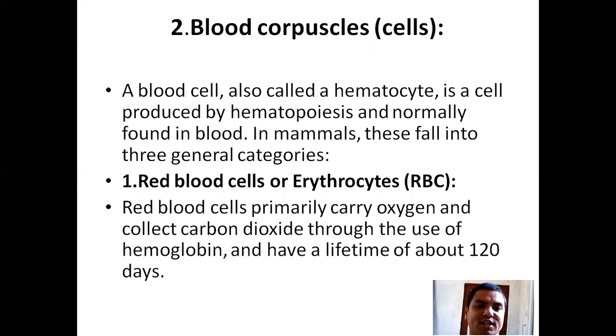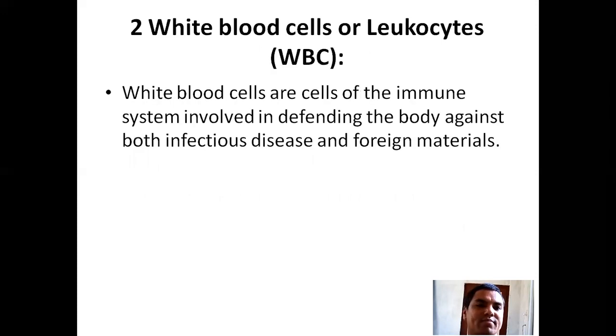Blood cells. Blood cells are called hematocytes. A hematocyte is a cell produced by hematopoiesis and normally found in blood. It is categorized into 3 groups: RBC, WBC, and platelets. RBC are erythrocytes, or red blood corpuscles. They carry oxygen and collect carbon dioxide through the use of hemoglobin, and have a lifetime of about 120 days.